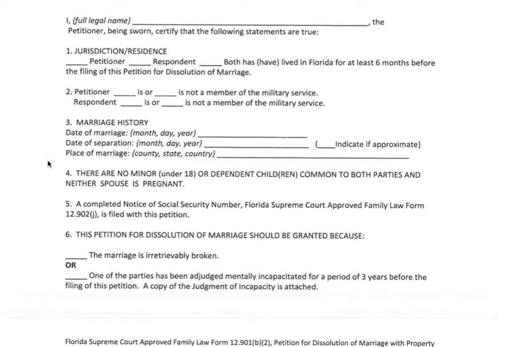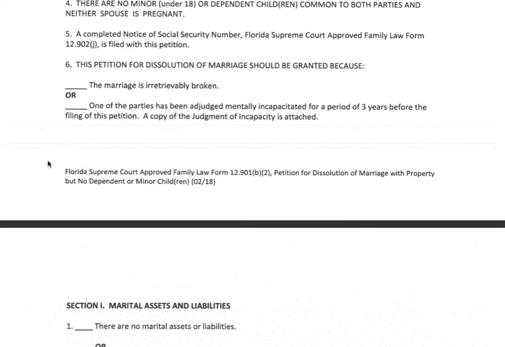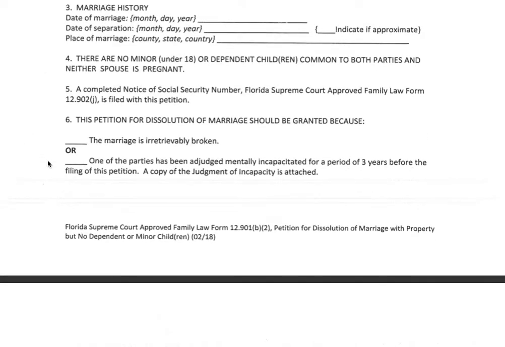Okay. And number 5 is the notice of Social Security number, which we filled out in packet 1 and will be included once you complete all the packets. And 6, this is the most important part of the actual form that you're filling out. This is saying this petition for dissolution of marriage should be granted because 1, the marriage is irretrievably broken, or 2, one of the parties is determined to be incapacitated. And I would say 99.9% of the time it is 1, the first one. The marriage is irretrievably broken.